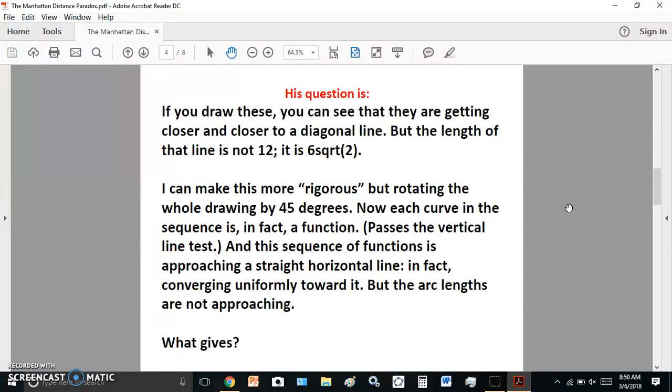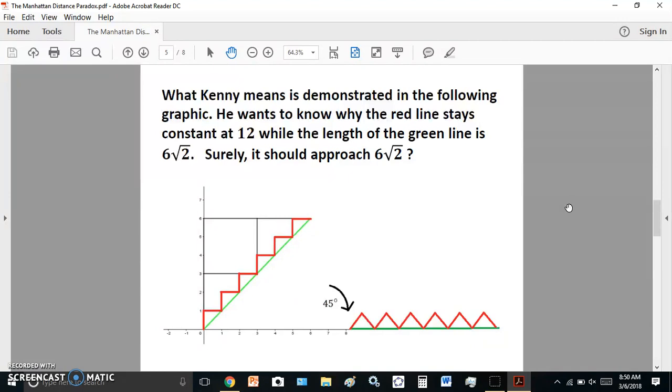So let's move ahead. In this slide here, I'll just repeat that question so that you can see what he asked. And in the next slide, this is what he meant. He says, so if you take this length of 6 and that length of 6, and then you have them like this, and then like that, so 2 halves, the length of these arcs here is still 12. And subsequently the length of all these line lengths here in red are also 12. Okay, and his question is, surely it should approach 6 square root 2. Well, how can it approach 6 times square root 2 when it's constant?